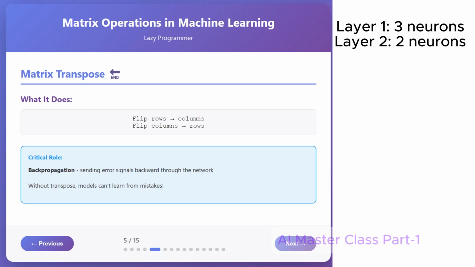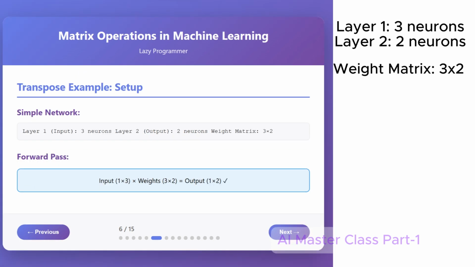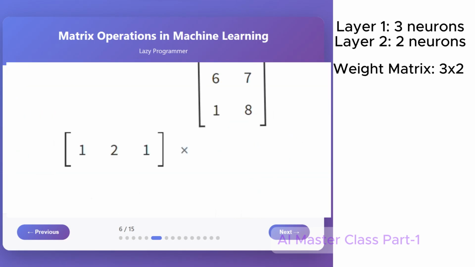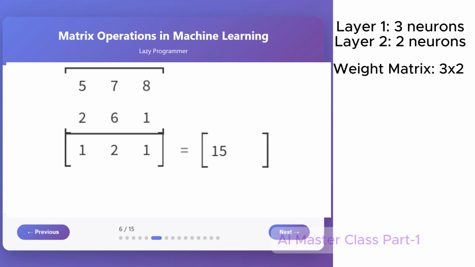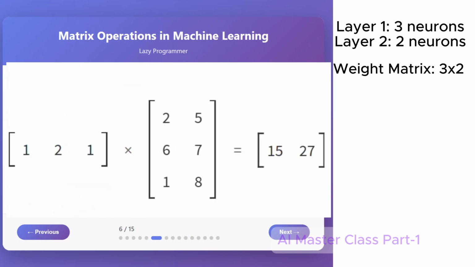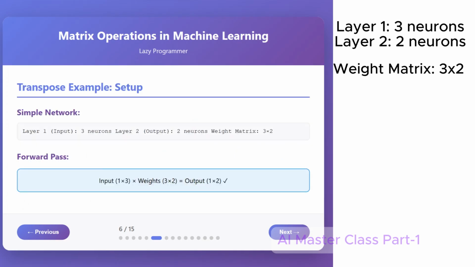Imagine we have a simple network where the input layer, let's say layer 1, has 3 neurons and the output layer, let's say layer 2, has 2 neurons. The connections between them are stored in a weight matrix of size 3x2. Now in forward propagation, the input data moves through layer 1 as a row of 3 values. The input data matrix of size 1x3 is multiplied with the weight matrix of 3x2. The result is the output for layer 2, which is of size 1x2.